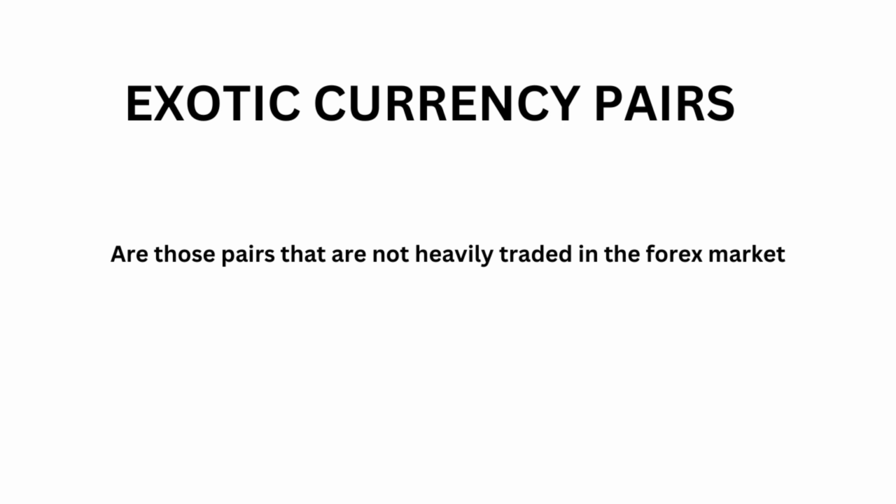Exotic pairs are those pairs that are not heavily traded in the forex market. For this one, as a beginner, a newbie in the forex market, I would advise that you focus majorly on cross currency pairs and major currency pairs. Exotic pairs are not heavily traded because they are currencies that are not valuable. Even if you want to analyze, where will you start from? The market will be doing anything. So for major currency pairs and cross currency pairs, you should focus majorly on those.